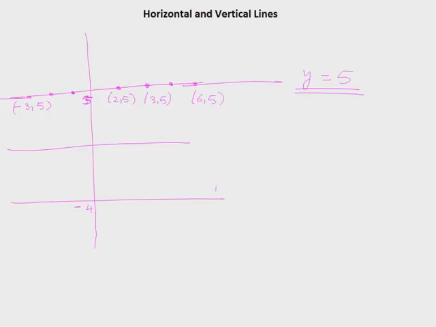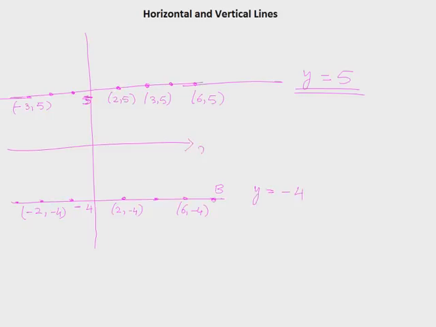How about this horizontal line, B? Well, here every point, if you were to write their coordinates, would have y-coordinate -4. This would be 2, -4, 6, -4, -2, -4, and so on. So I could capture all the information about this line algebraically by saying y equal to -4.